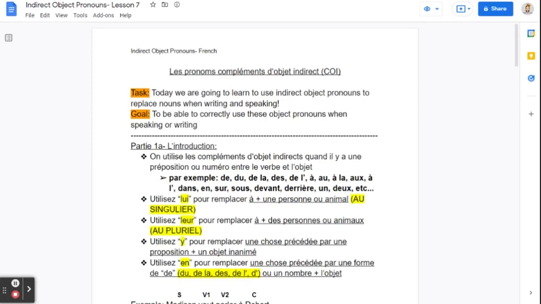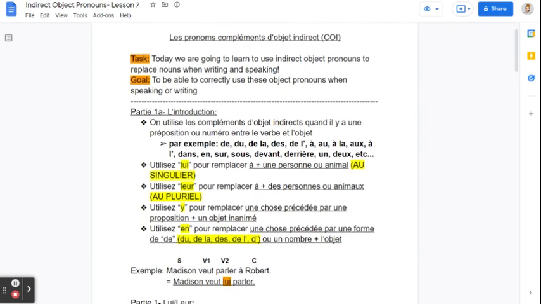It's lesson 7 and it's indirect object pronouns, or les pronoms compléments d'objet indirect. The task today is to learn to use indirect object pronouns to replace nouns when writing and speaking. Our goal by the end of this video is to be able to correctly use these object pronouns when speaking or writing. Partie 1A, l'introduction.